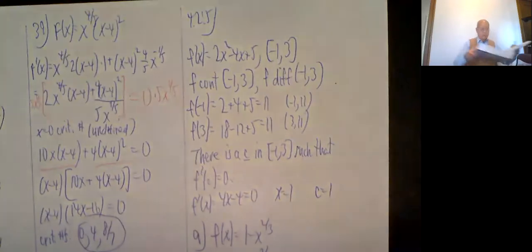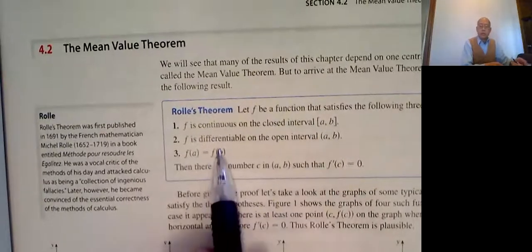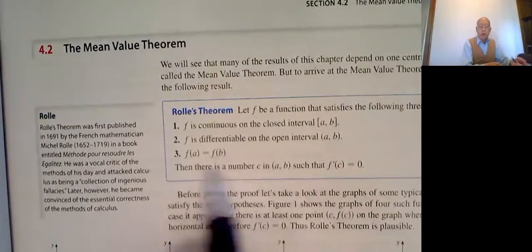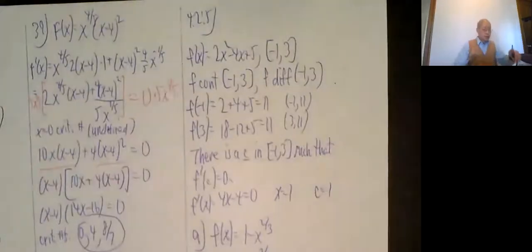Showing that to you again. We have continuity on the closed interval, differentiable on the open interval, and f of a equals f of b, same height. At both endpoints, the height was 11. Again, you can put all that on your cheat sheet.